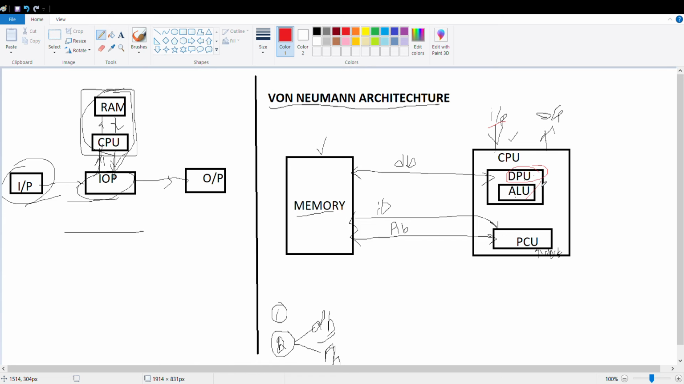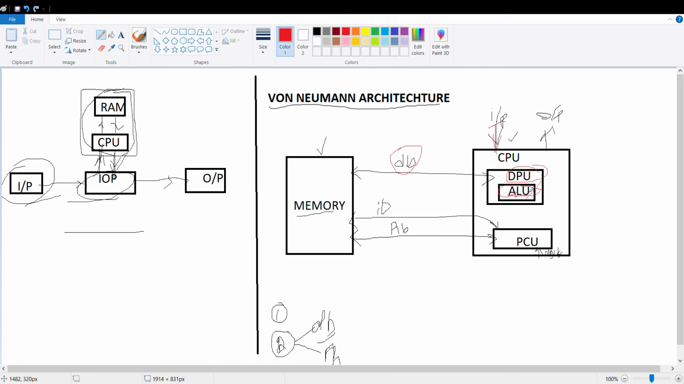There will be minute things that have to be performed. The ALU is the arithmetic logic unit, which will perform the minute operations on the data that we have given through the input, and that will be in the data processing unit. The ALU is a part of the data processing unit which makes the data clear. Okay, and it will be sent to the memory unit through the data bus.